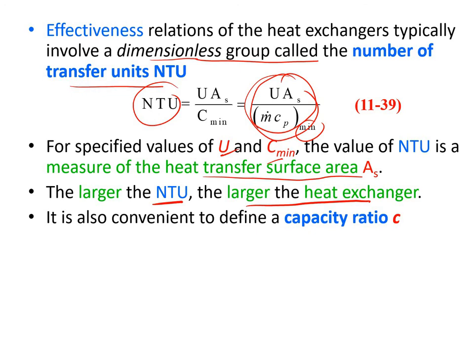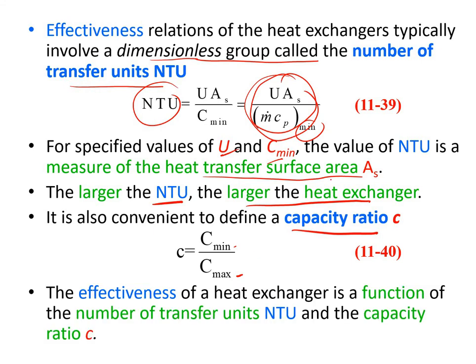Besides the NTU, for the effectiveness we need to define the capacity ratio c. The capacity ratio is the minimum heat capacity over the maximum heat capacity. So the effectiveness of a heat exchanger is a function of the number of transfer units NTU and also the capacity ratio c. To calculate effectiveness, we need the NTU and the capacity ratio, because effectiveness is a function of these two.